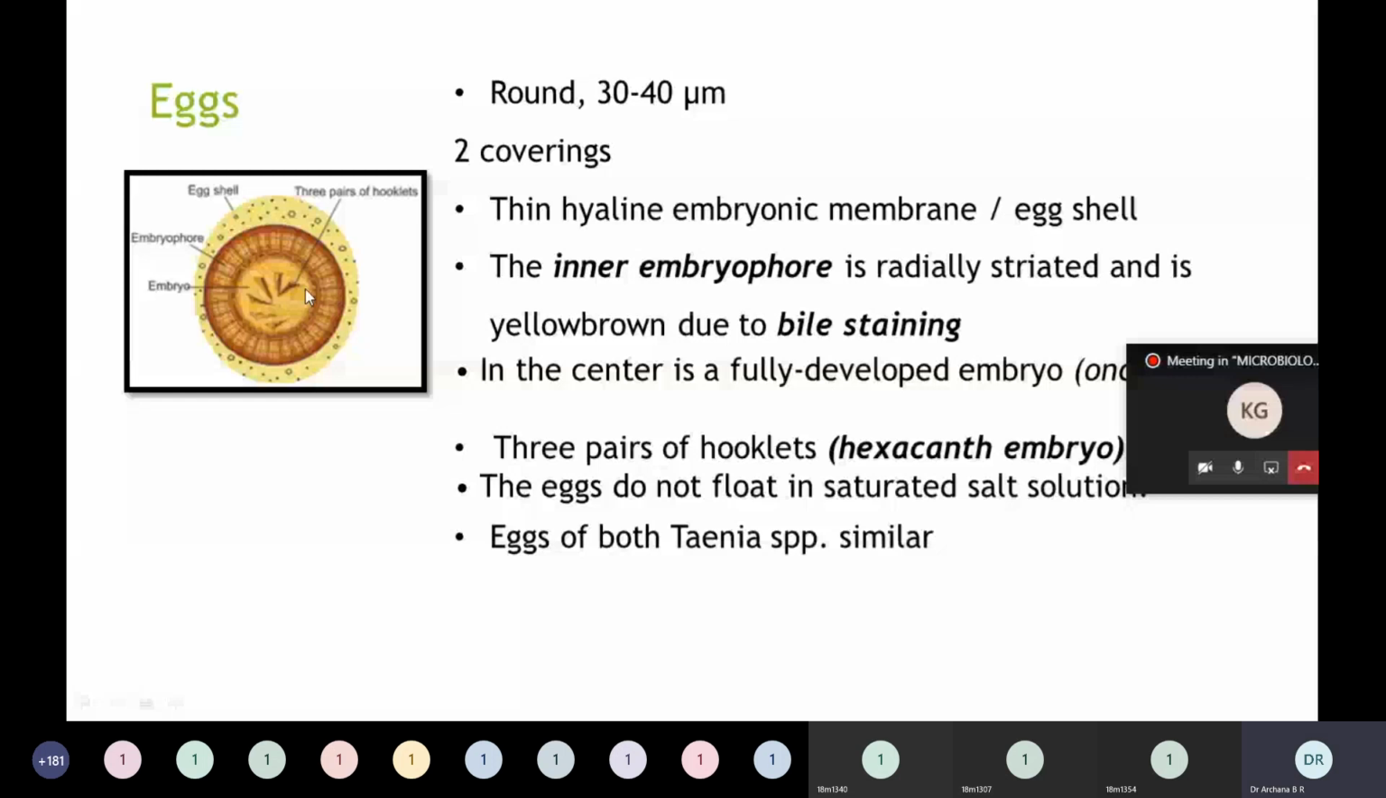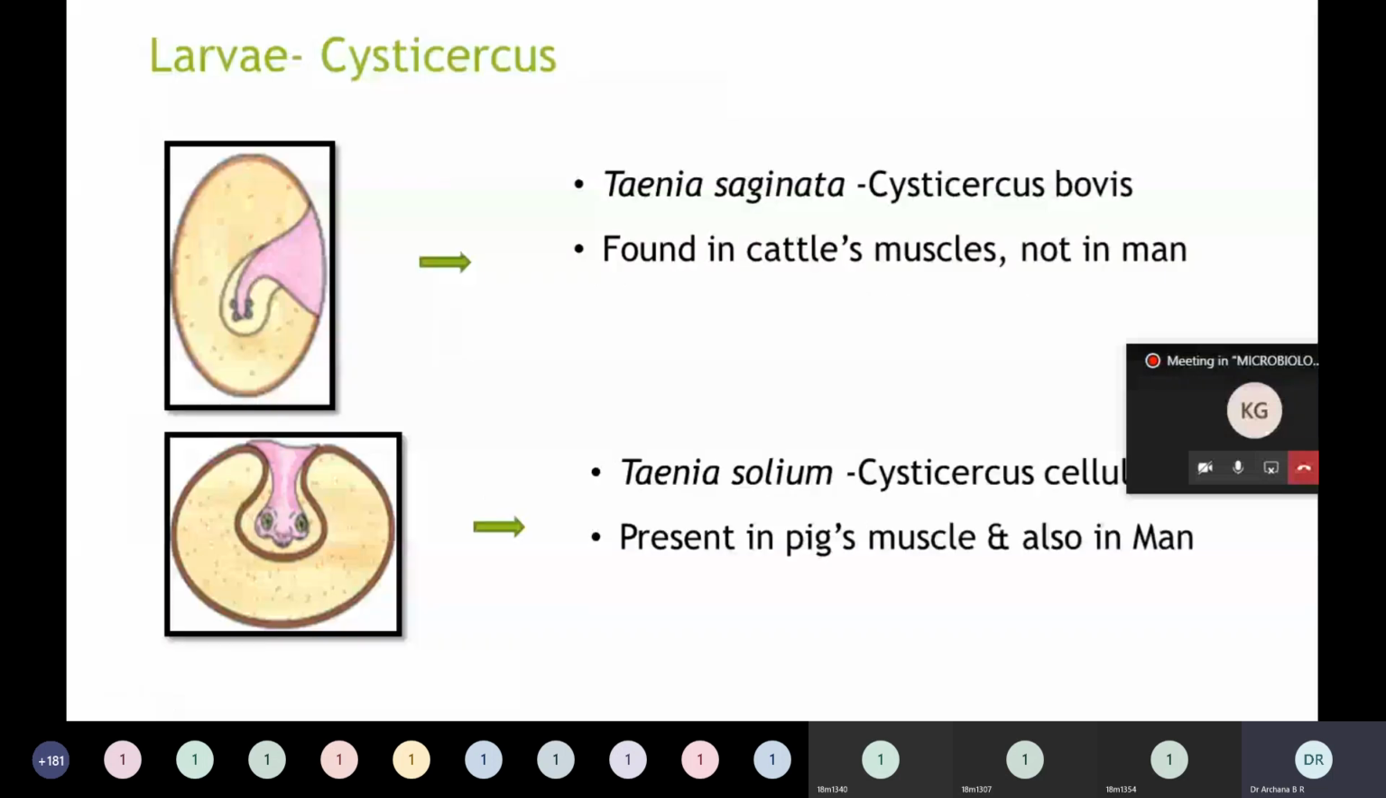Coming to the larva. Larva in Taenia is called Cysticercus. In Taenia saginata, it is called Cysticercus bovis. It is found in the cattle's muscles, not in man. In Taenia solium, the larval form is called Cysticercus cellulosae. It is present in the muscles of the pig and also in man.